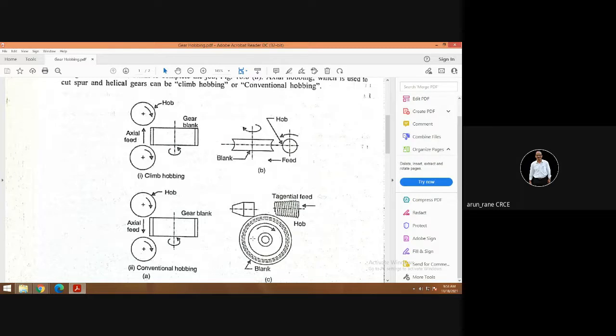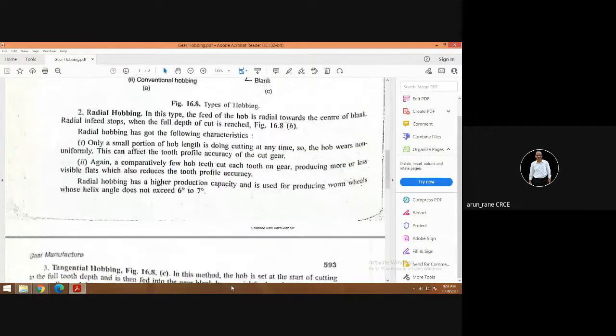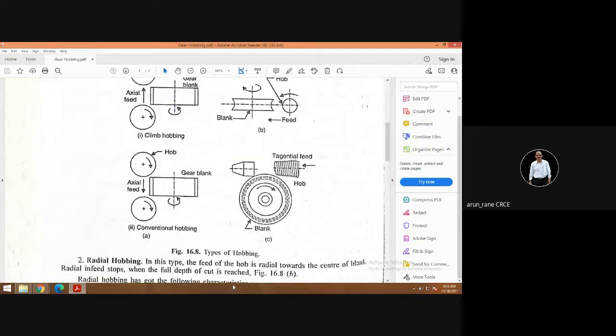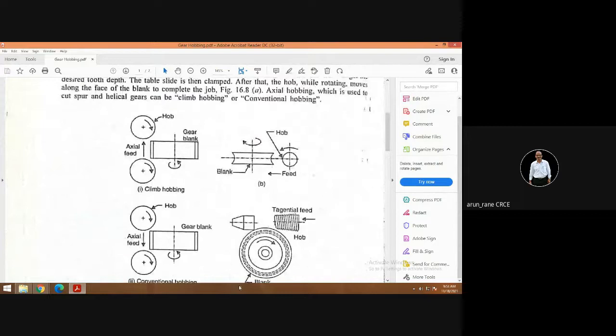And this is your tangential hobbing. In tangential hobbing, the hob moves tangent to the gear blank. So this is tangential hobbing, in which case the hob is moving tangentially. And radial hobbing is something like your plunge cutting. So in radial hobbing, the hob is fed into the workpiece.